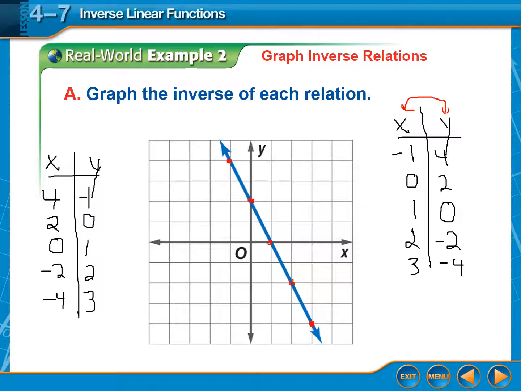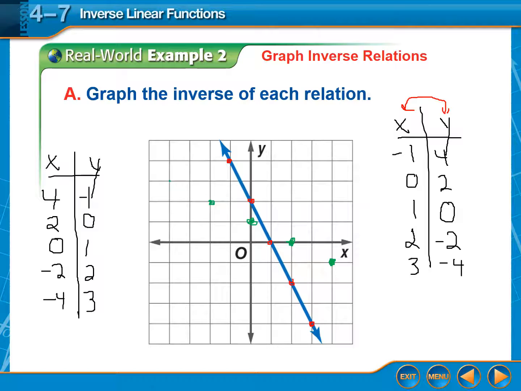Okay. So now I've got a new set of points that I can put on the graph. So for negative 1, I go over to x is 4 and y equals negative 1, and I put a point at 4 and negative 1. For 2, 0, I go to where x is 2 and y is 0, and I put a point there. 0, 1, same thing, put a point. Negative 2, positive 2, put a point there, and negative 4, positive 3.